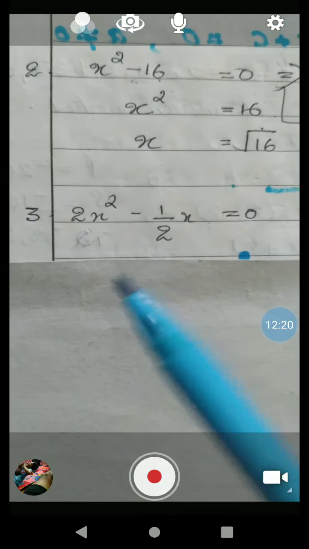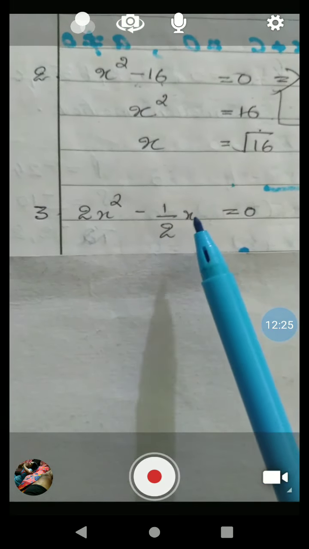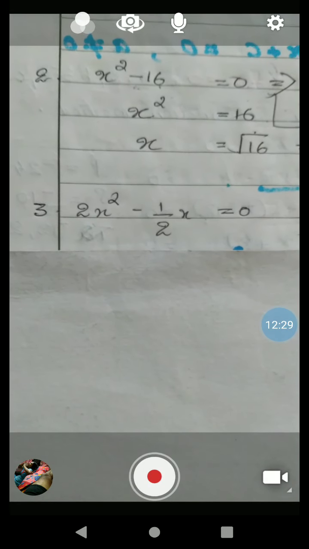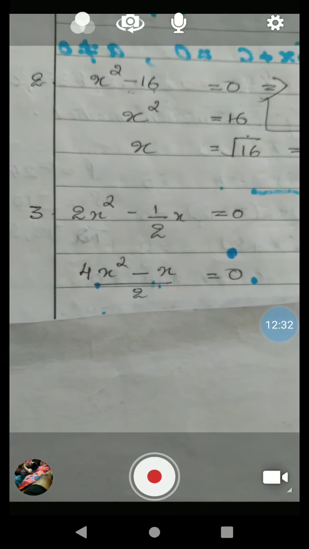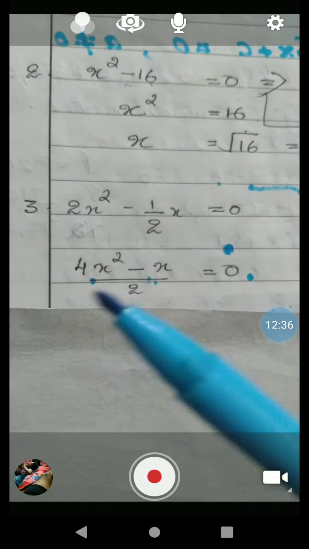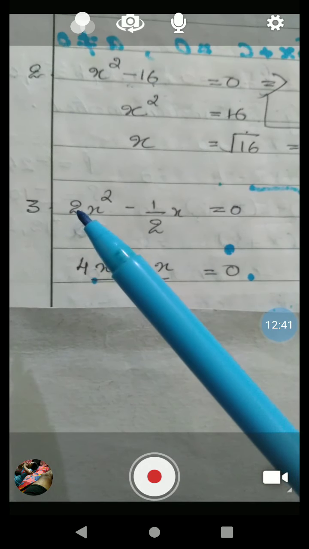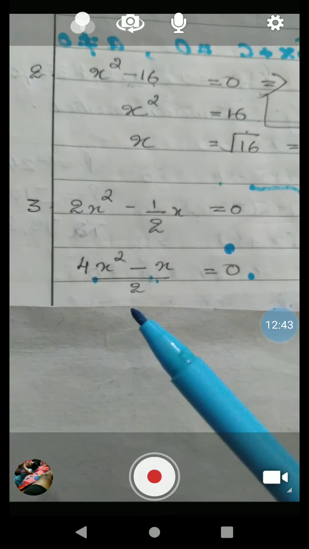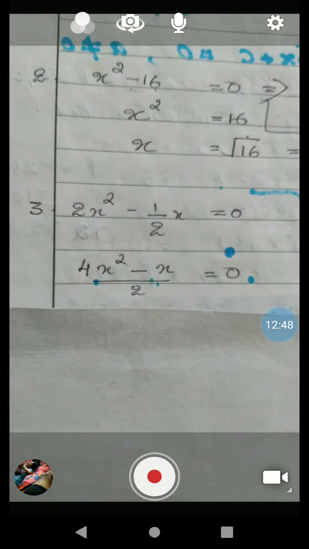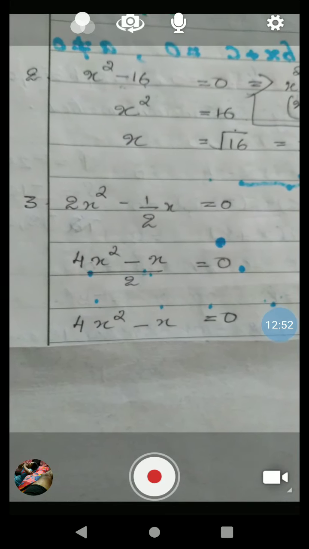Now we can do one more question. Question number 3. Look. 2x square minus 1 by 2x equal to 0. Solve. Simplify the left side. Take LCM and simplify. That is 4x square, multiply by 2. So 4x square minus x by 2 equal to 0. When we transpose 2 to the other side, we get 4x square minus x is equal to 0.